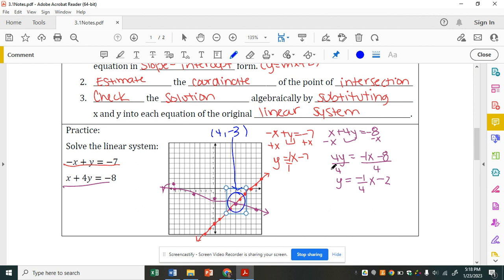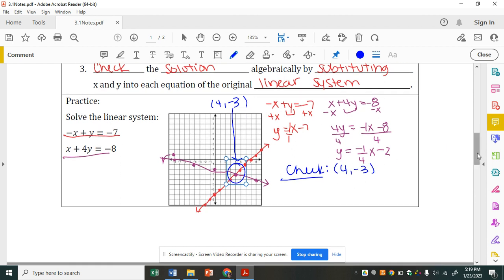Again, I'm not introducing any new information other than figuring out where your lines intersect and then checking it. That's the only new thing that I'm introducing. We've done all of this graphing, all of this rewriting equations, we have seen before. Okay? I still want to check my solution. I want to check that 4, negative 3 actually is the solution and that I didn't make any mistakes.